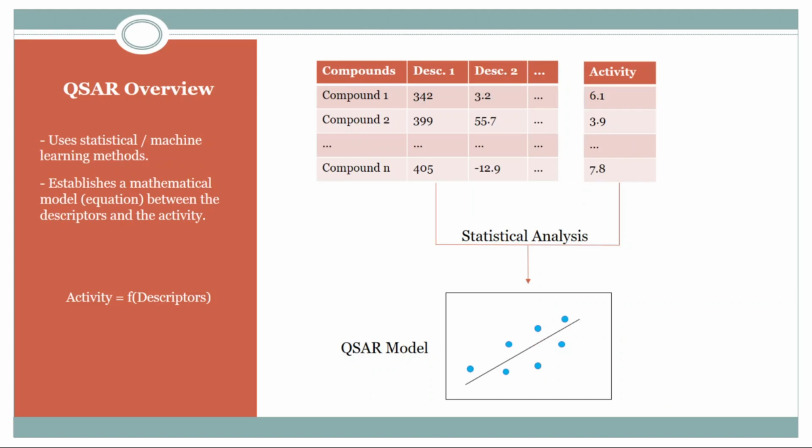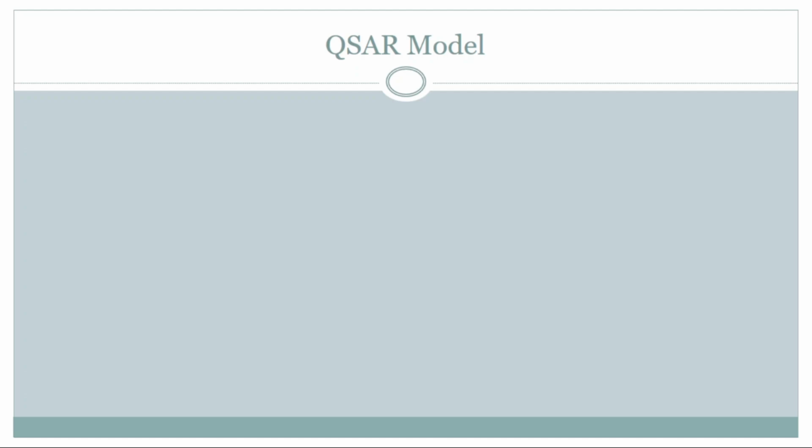And once we have computed the descriptors and we have the activities, so now we will have our structures represented numerically by the descriptors, and we have the activity in a numerical form. And hence we can use statistical analysis to derive the relationship between the descriptors and the activity. And this is the model that we get, or the equation is actually the QSAR model.